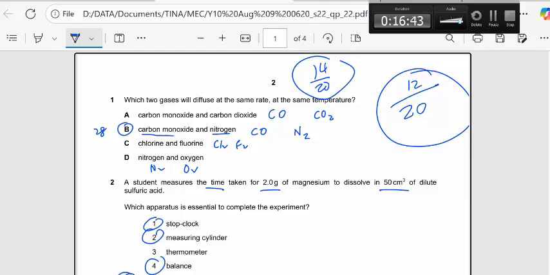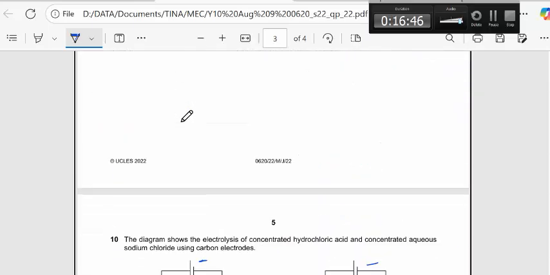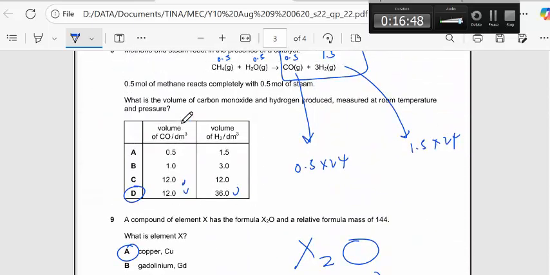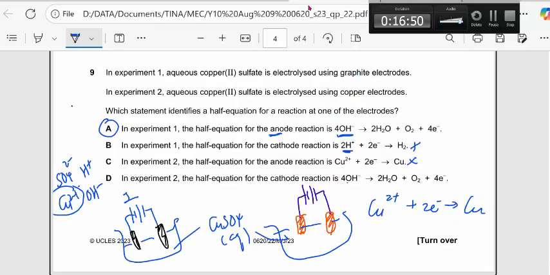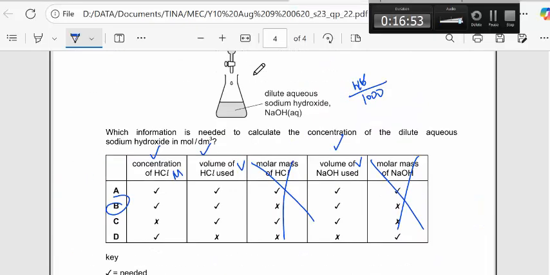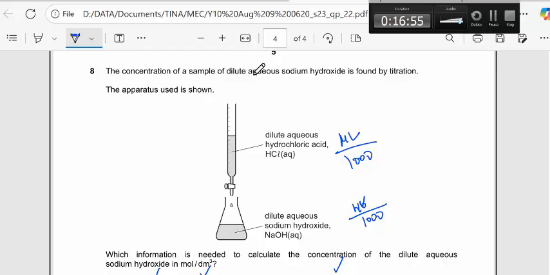Which question? Question 8. This one? No, that's the second one. No. MV over 1000. Molarity and volume. Volume of both and molarity of HCl. MV over 1000 is amount of moles. In order to calculate, you just need to know MV over 1000. Right or not? Correct?